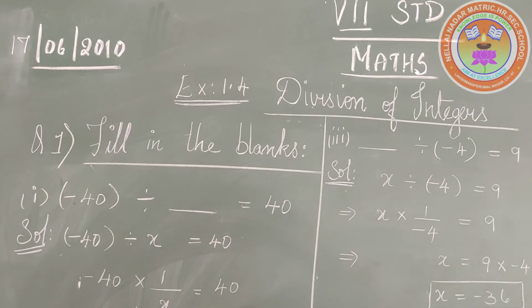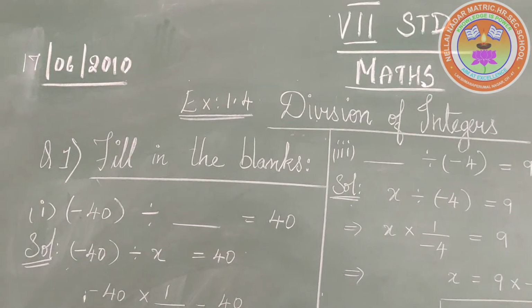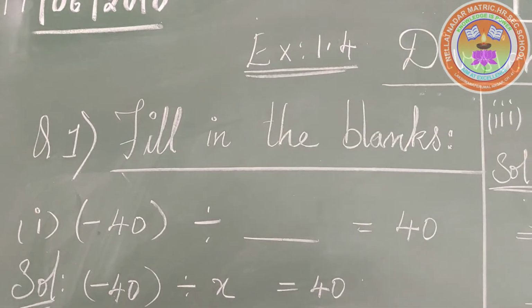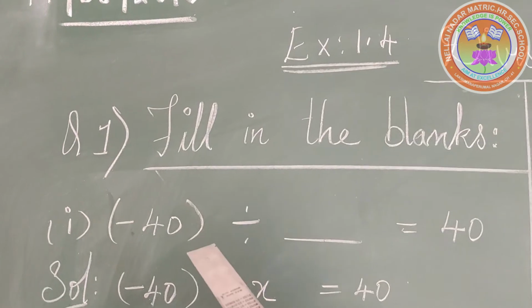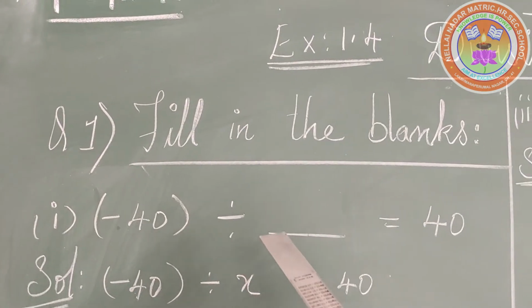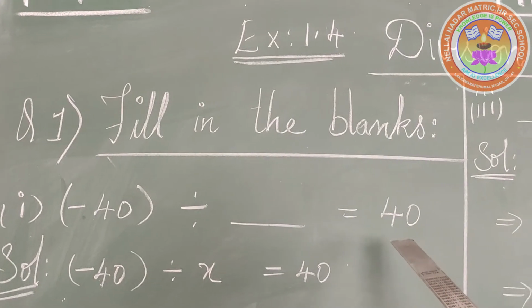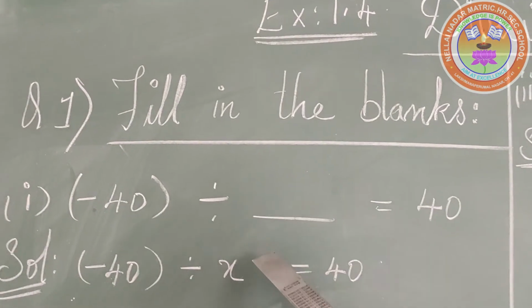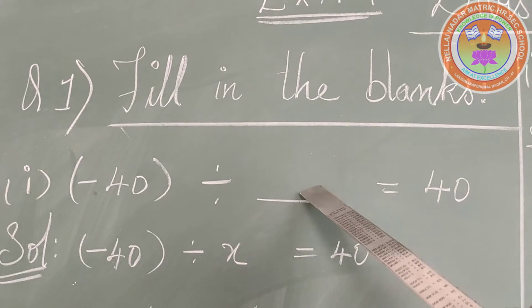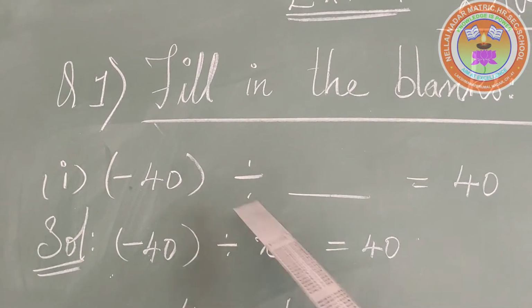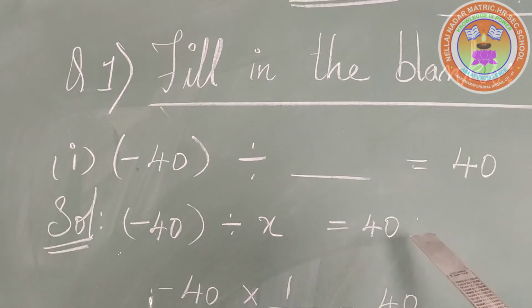So now we are going to start with exercise 1.4. The first sum is fill in the blanks. Here, first sum: minus 40 divided by a blank is equal to 40. I have to find what number is to be written there. Since that is unknown, I am going to take it as x. Minus 40 divided by x is equal to 40.